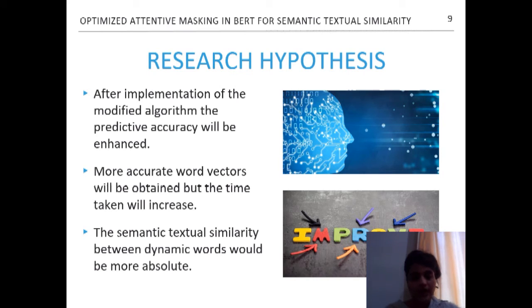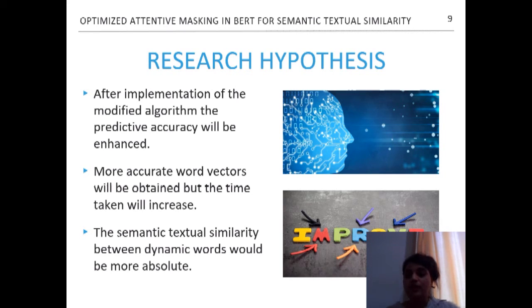My name is Navdeep Kaur and I am here to present the results derived from the traditional BERT algorithm in comparison to our modified algorithm. After the implementation of the modified algorithm, the predictive accuracy will be enhanced because we have increased the MLM from 15% to 25%. For that, we are going to use machine learning evaluation measures like accuracy, recall, and F1 score to evaluate the performance of our trained models.